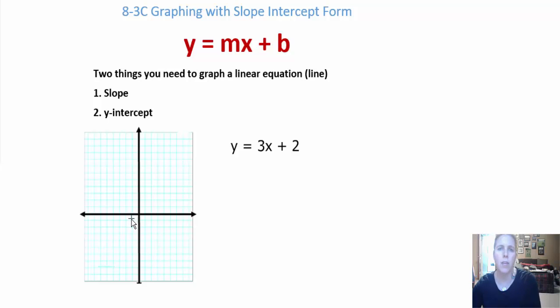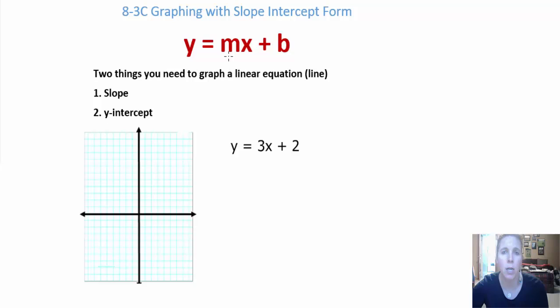Okay, today we're finishing up section 8.3. So we're going to do 8.3c, graphing with slope-intercept form. So this is another way to graph instead of like before when we did the table. Okay, now we're going to use slope and y-intercept just like we learned last time.